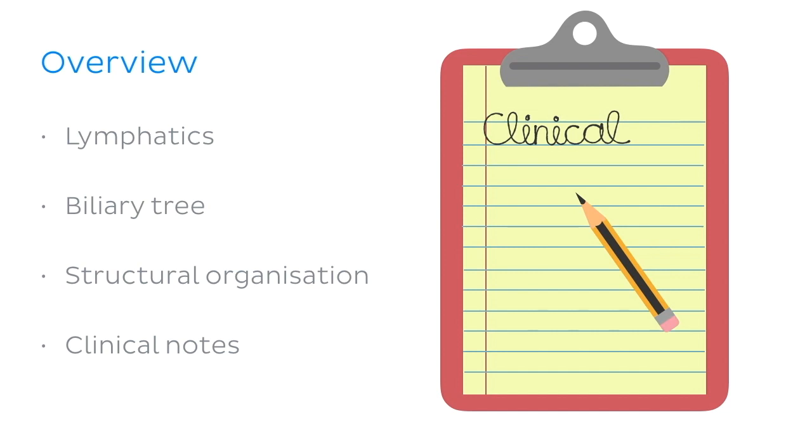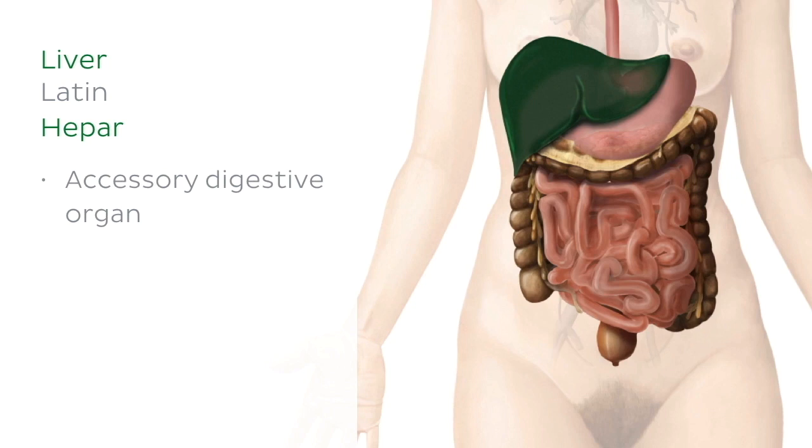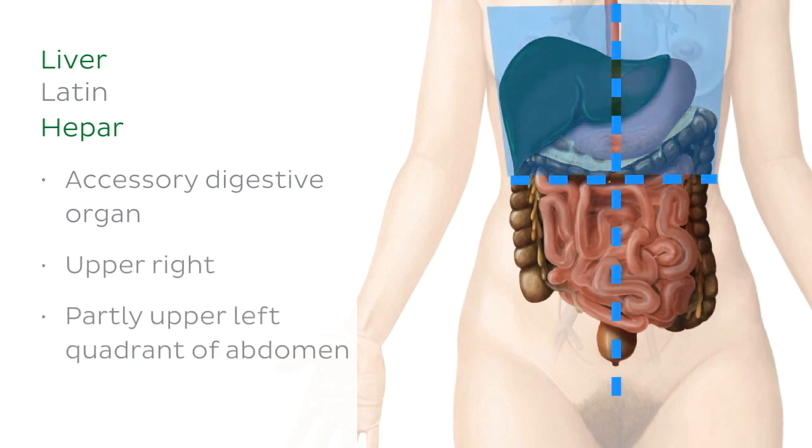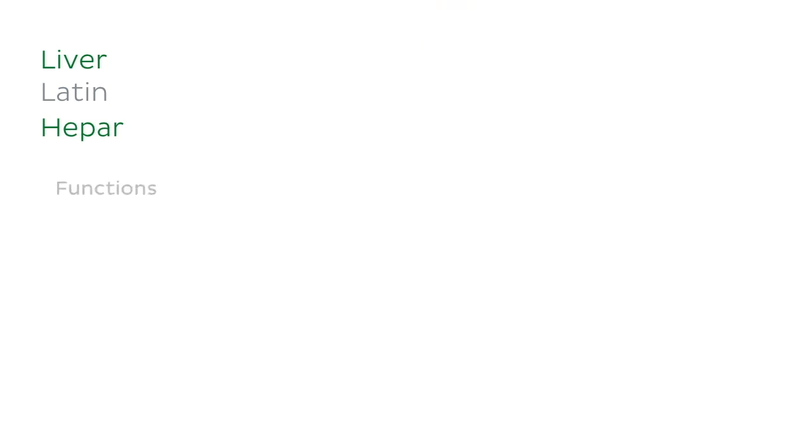Before we look at the microscopic structure of the liver, let's quickly remind ourselves a little about its gross anatomy. The liver is an accessory digestive organ located mostly in the upper right and partly in the upper left quadrant of the abdomen. The liver is the second largest organ of the body after the skin, its weight coming in at around 1.5 kilograms, so about the size of a small chihuahua. And it's no wonder it's so large, considering its wide range of functions.